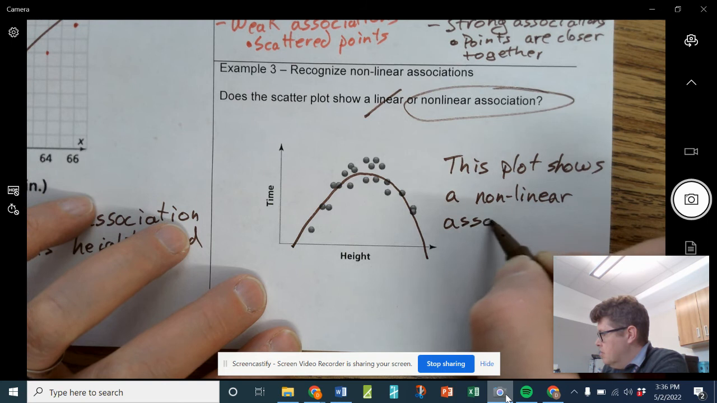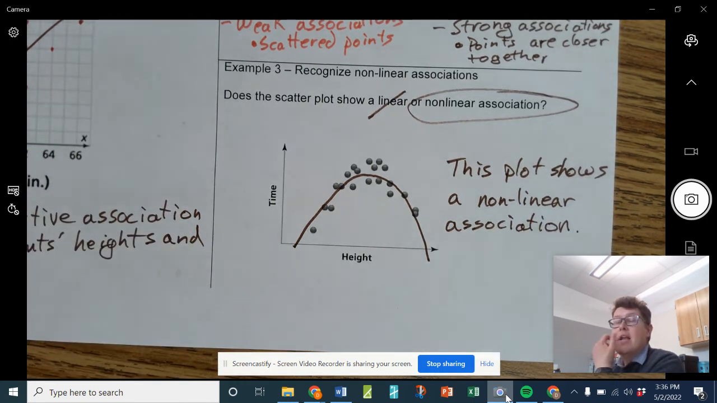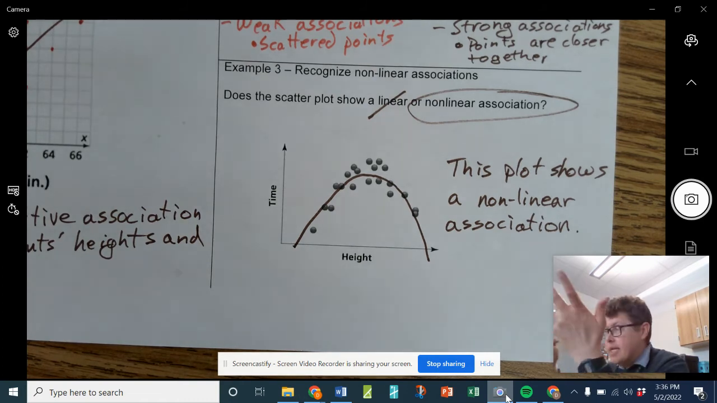association. And if we were in Algebra 1, we would dive deeper into this and figure out exactly what kind of curve that is. But we're not worried about that. We're just saying whether it's linear or not. So it is a nonlinear association, just like that. Okay?